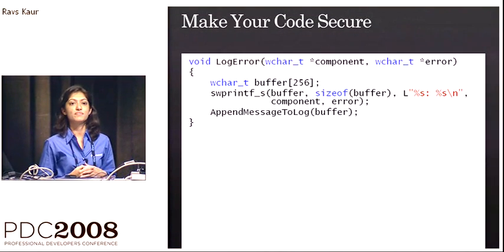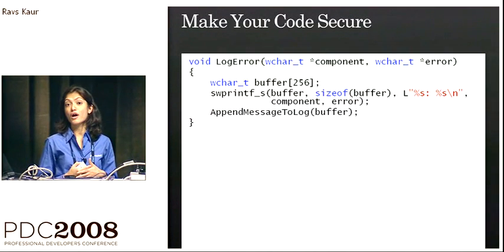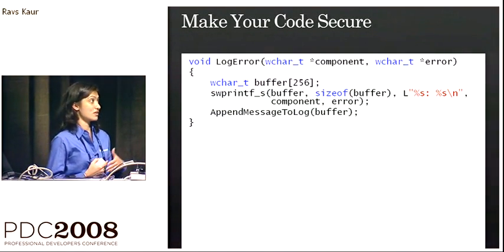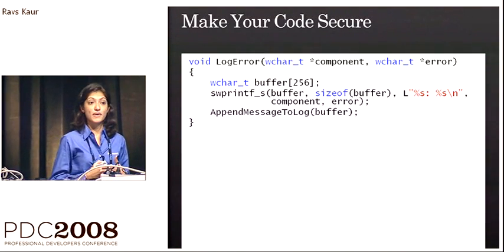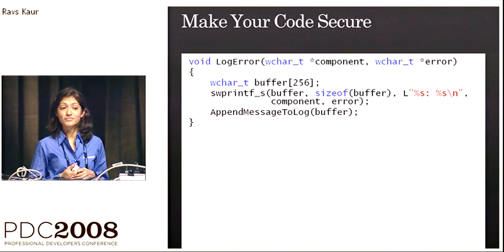Let's take a look at this function. It's a very simple function. You have a buffer, you pass it to swprintf, and you append the message to a log. In fact, it's even a diligent developer using safe APIs and passing in the size of the buffer. What could possibly go wrong?